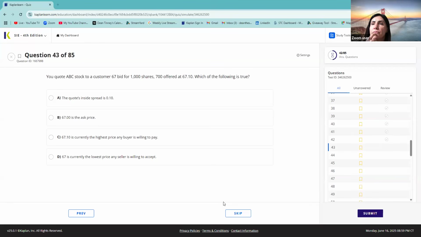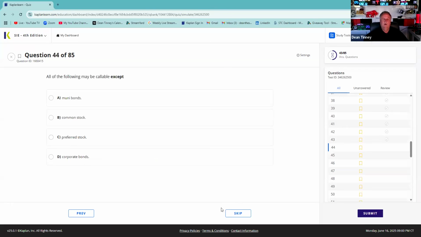Bid and offer is the same thing. So the 700 offer, that would be the asking price. C says 67.10 is the highest price any buyer is willing to pay. No, we don't know that. This isn't a question about the inside market. D says 67 is currently the lowest price. Now, that's kind of asked backwards, because the inside quote is the highest bid and the lowest ask. So C and D are out. 67 is the ask price? That's not true. So the quote inside spread is the difference between the bid and the ask, right?